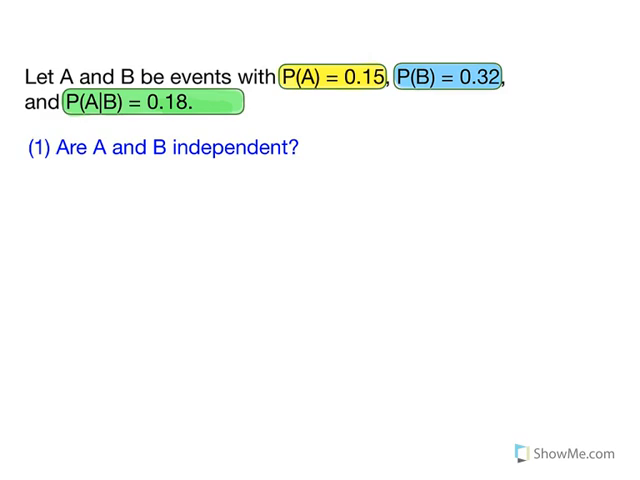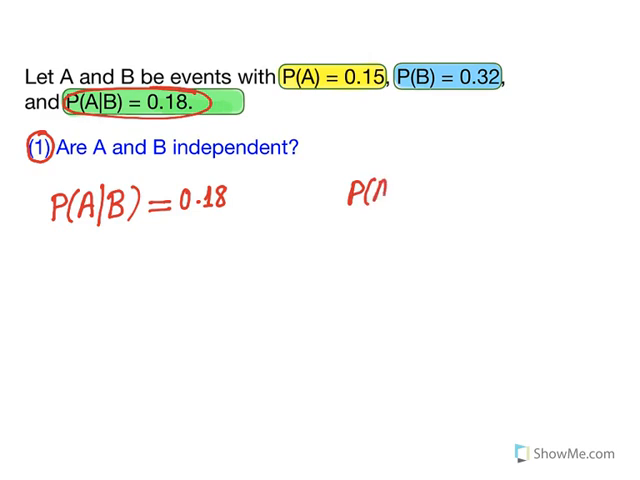The first one is, are A and B independent? In fact, you can answer this very quickly. You can notice that the probability of A given B is given. It's 0.18. You can see it here. And what's the probability of A? The probability of A is 0.15. Notice that these two numbers are not equal.